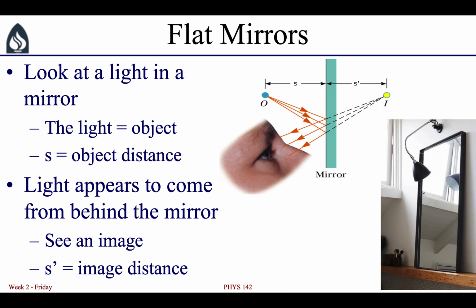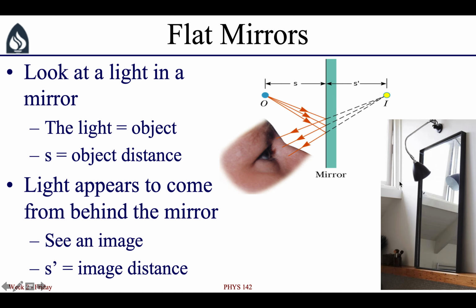Imagine that you are looking at a light in a mirror. The light is the object. So here we have a picture of that situation. We have an object, and then we see a reflection of that object in the mirror. The reflection is known as the image.